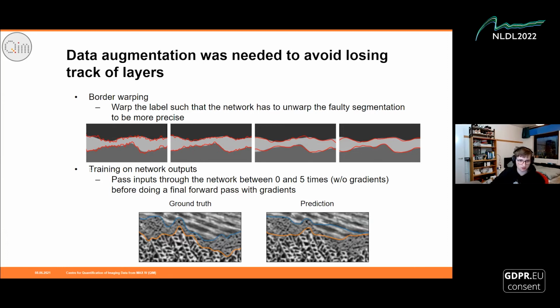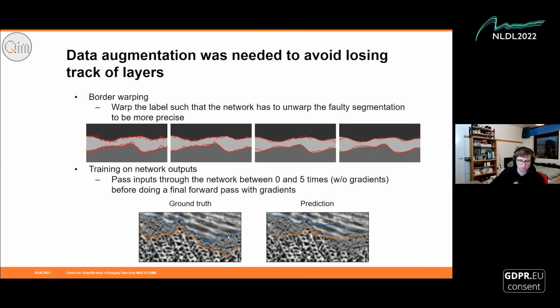And we did something similar with training on network outputs, where we passed our input through the network a couple of times before doing a forward pass with gradients, sort of simulating what in essence is a recurrent neural network, and that also improved it.